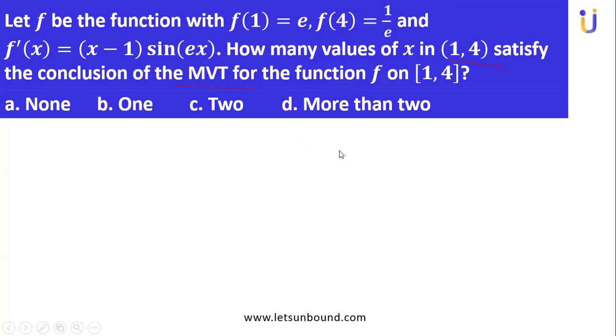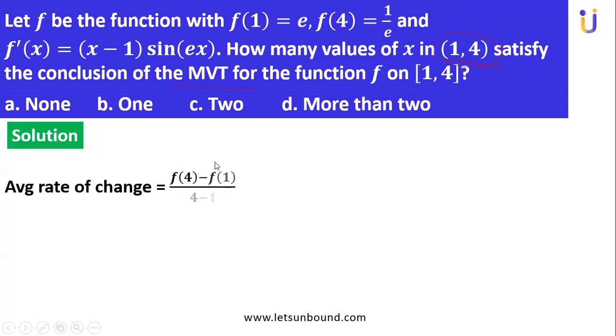So, what does the Mean Value Theorem conclude? It concludes that f dash of a particular point is equal to the average rate of change over the interval we are working with. Since I know the interval, let's find the average rate of change: f of 4 minus f of 1, divided by 4 minus 1. Those values are given directly, so you just plug in, right?